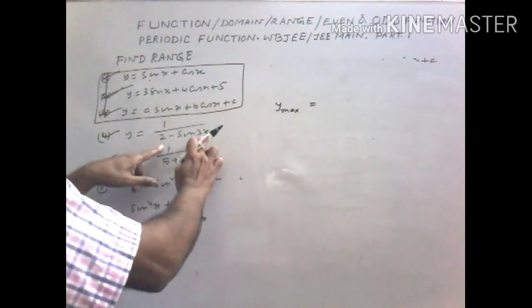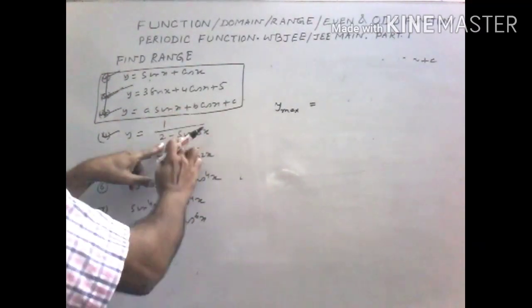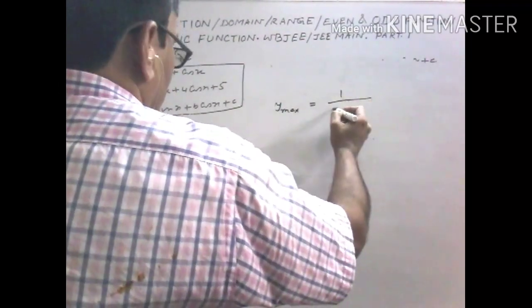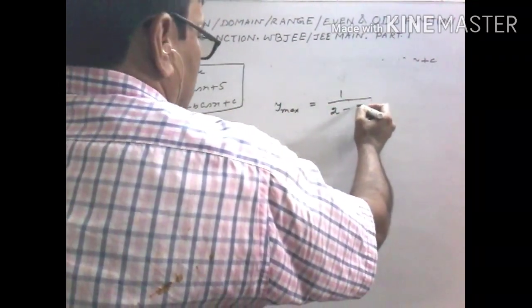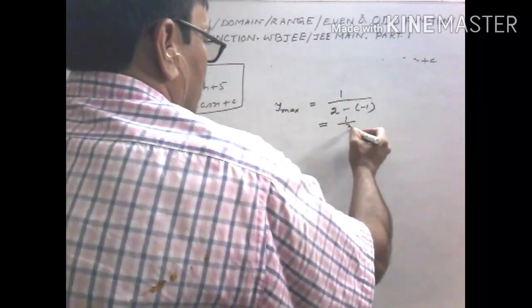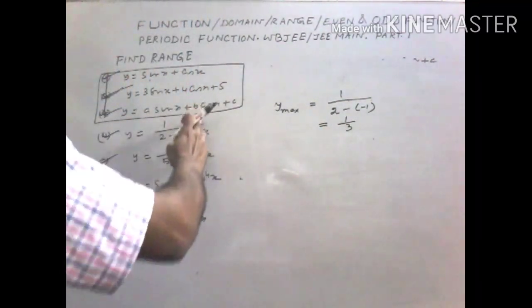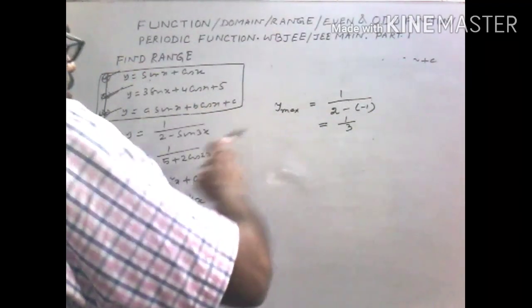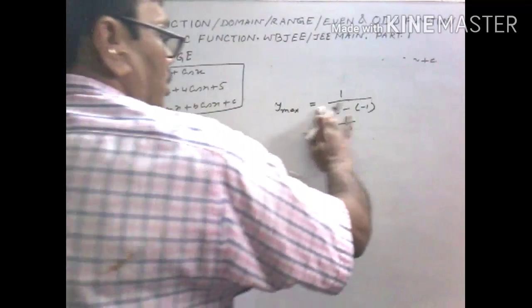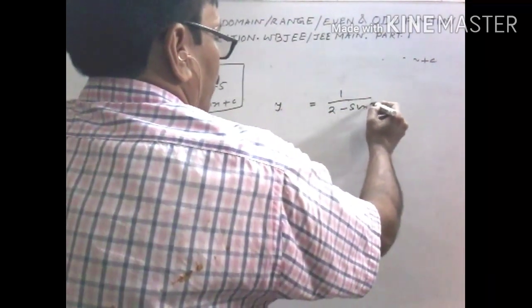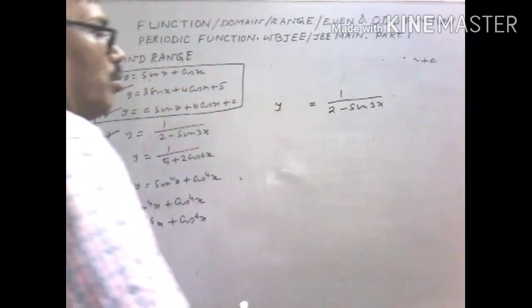Y max. So look, y is maximum when sin 3x is minimum. Sorry, so you write first: y equals 1 by 2 minus sin 3x.